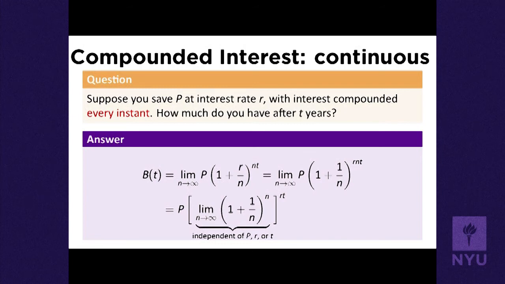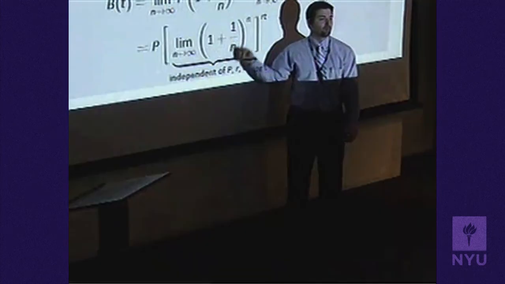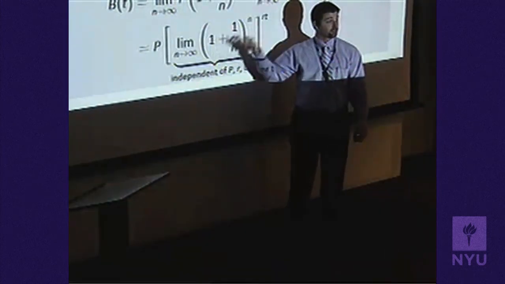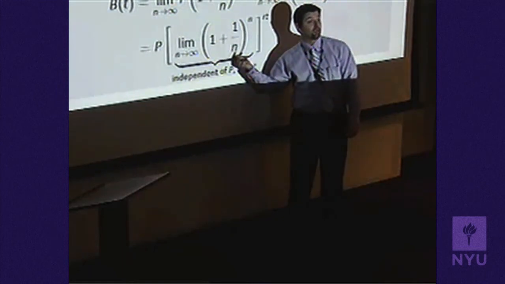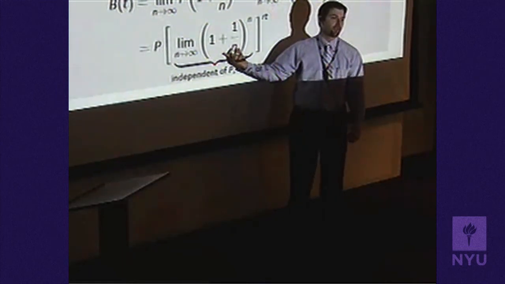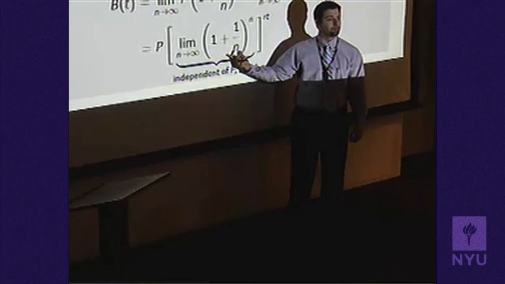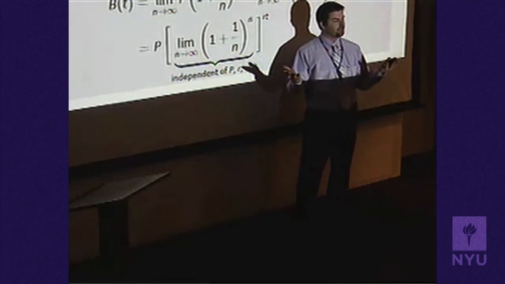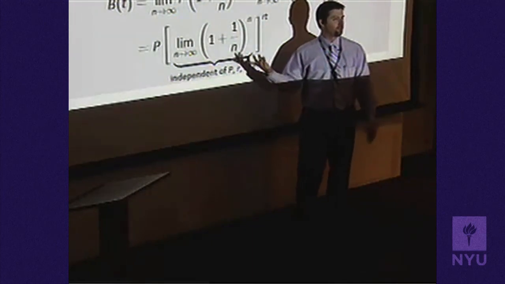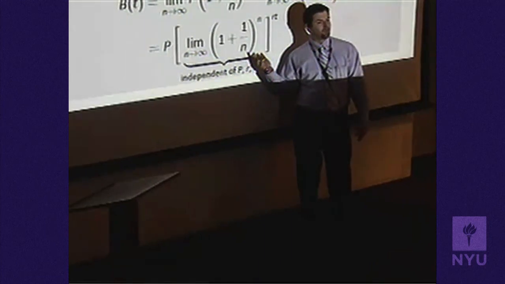So think about this sequence of numbers. Let n be 2. Take 1 plus a half. That's 3 halves squared. Then take 1 plus a third to the cube, and 1 plus a fourth to the 4th power, and so on. As n gets larger and larger, what happens to 1 plus 1 over n? That just goes to 1, because 1 over n is going to 0, so 1 plus 1 over n is going to 1. And 1 to anything is just 1. So maybe this limit is 1.